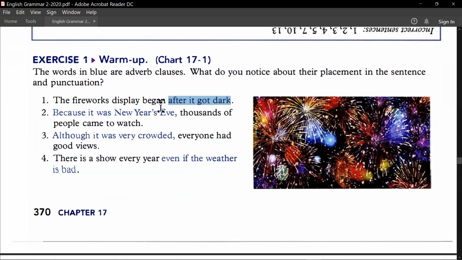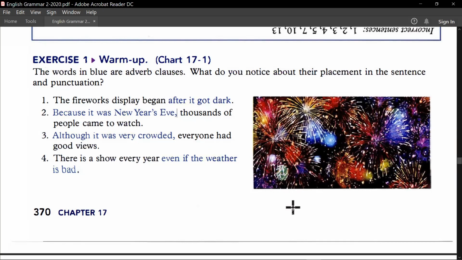Notice how they are placed in a sentence. They come after the main clause. The fireworks display began. You can end the sentence here and it will be a simple sentence with one main clause. But you can add an adverb clause after it. Notice there is no punctuation here, no comma.